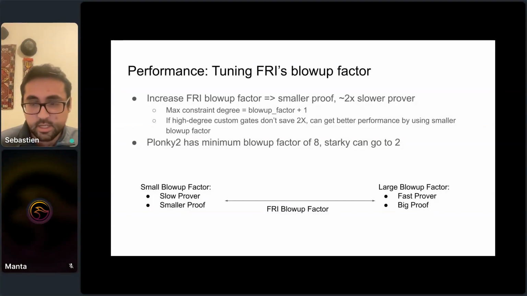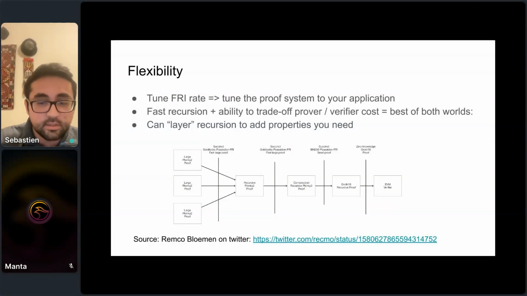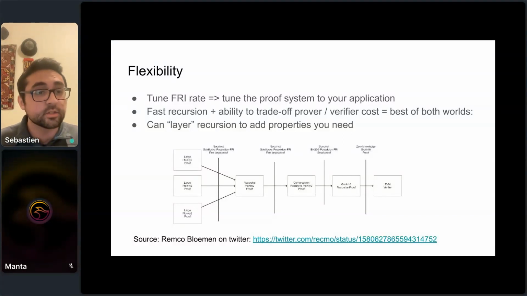And the cool thing is that we can choose depending on what we're doing. So if we're proving a small circuit, we might want the smaller proof, and we can be okay with a slower prover. If we are proving something really big, like say a ZK EVM, we can turn the blow-up factor all the way down and get a really fast proof. And this really feeds into the flexibility that Plonky2 provides, and the ability to use recursion as just a standalone tool. It's not something that's a big effort. It's not something that's really expensive. You can just add layers of recursion.